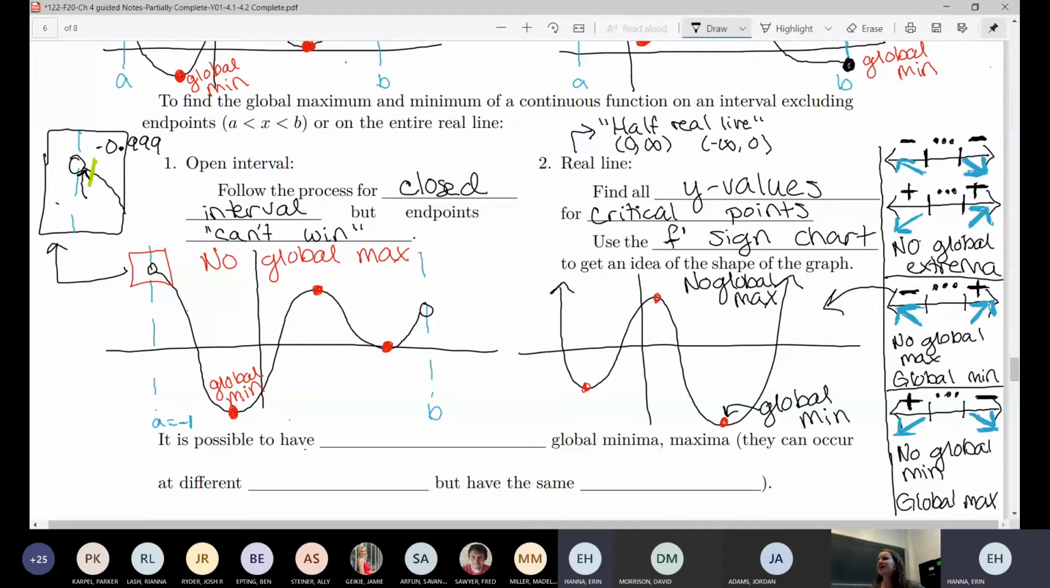If you're using my layout. So essentially, if one of the endpoints, if you will, is an infinity, we have to use this idea to see if global extrema can even exist.